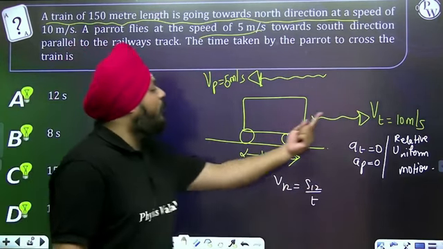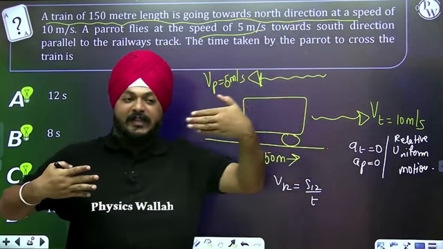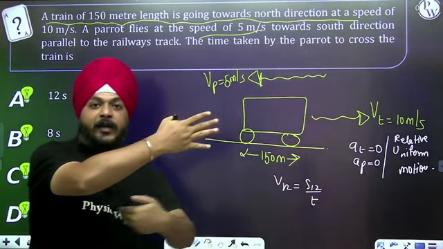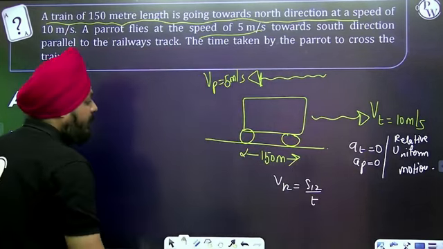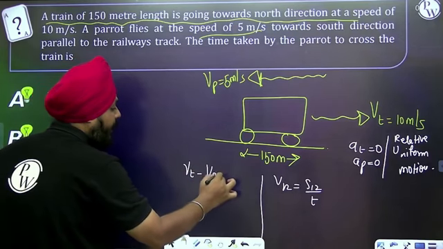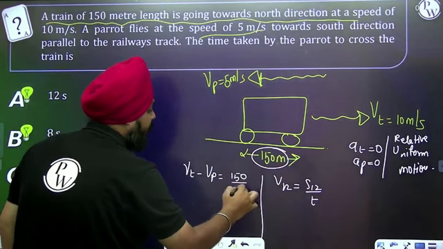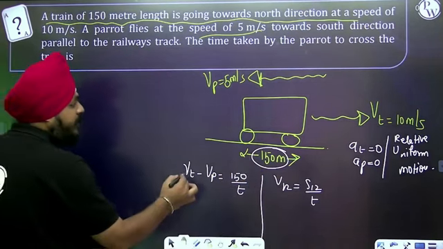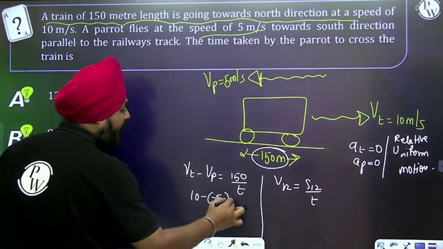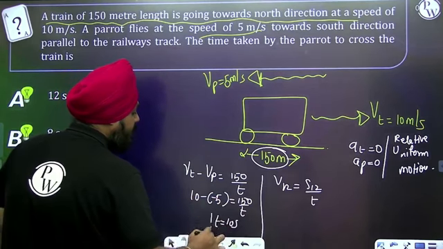Now see, they both are moving in the opposite direction. So the velocity of the train will be considered positive, and the velocity of the parrot will be considered negative. So velocity of train minus velocity of parrot is equal to the total distance 150 meter over time t. That is 10 minus negative 5 equals 150 by t. T is going to be 10 seconds.